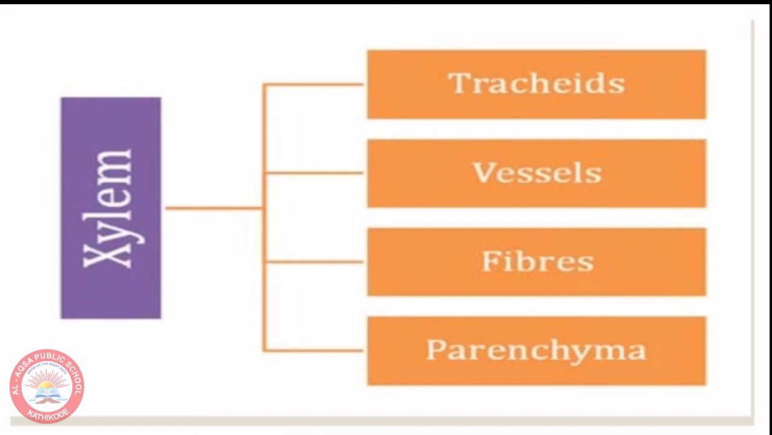Xylem tissue is formed of four elements or components. They are tracheids, vessels, fibers, and parenchyma. These are the four different types of cells that form the xylem tissue.